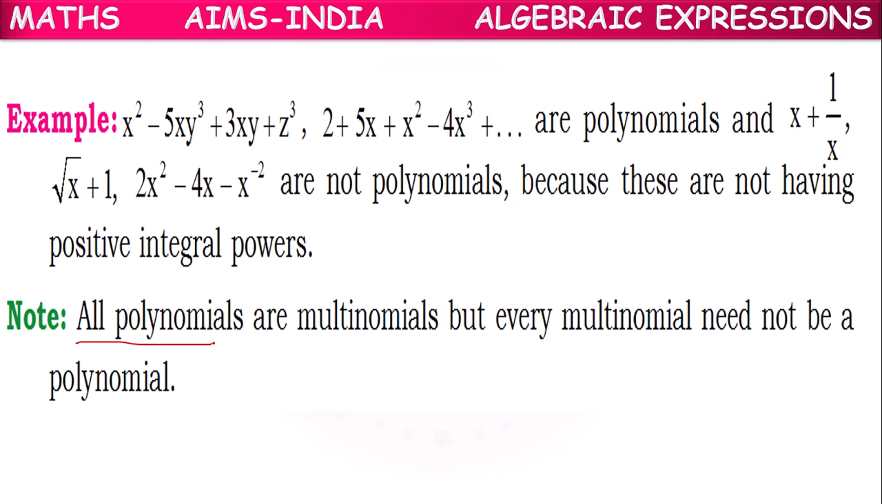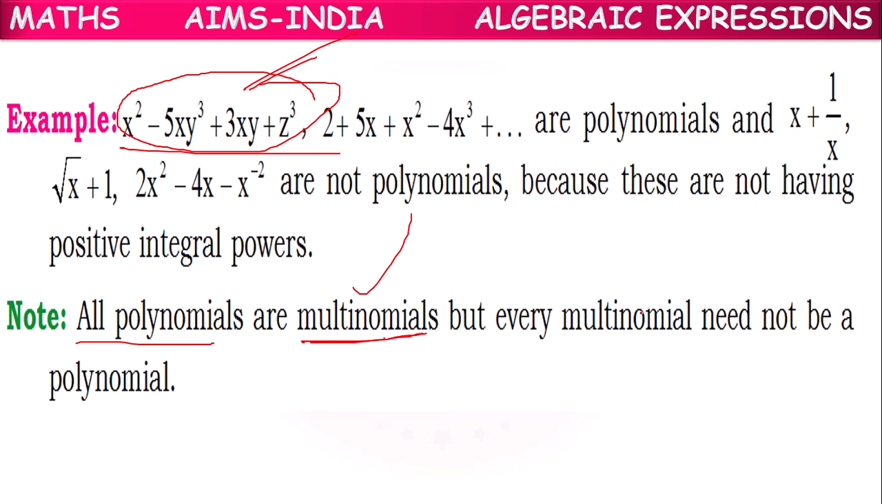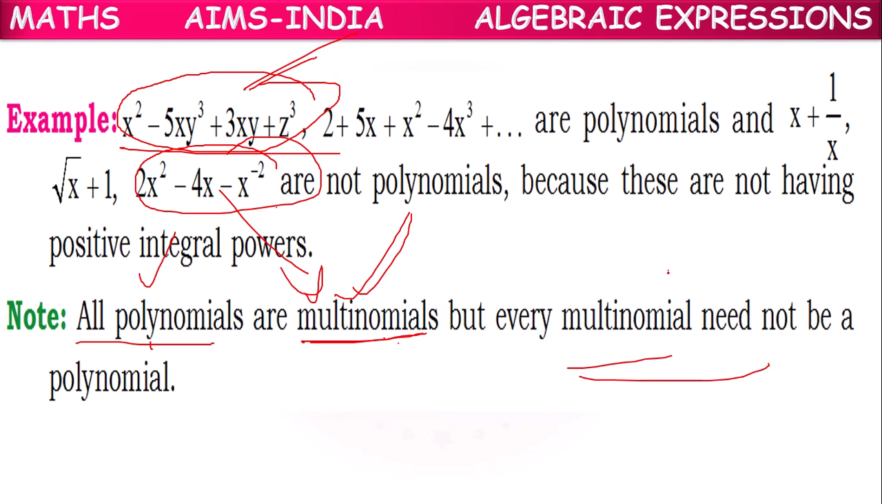So all polynomials are multinomials. So this is a polynomial, but it's a combination of 3 or more terms, so it's a multinomial. But this is a multinomial, but it is not a polynomial. So all polynomials can be multinomials, but every multinomial need not be a polynomial. It depends. For a polynomial, we have to check whether the exponent is a positive integral power or not.